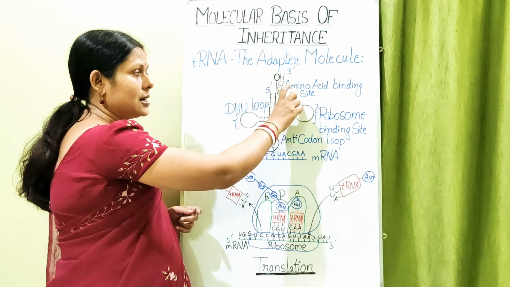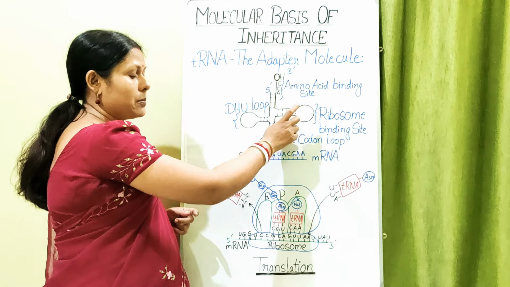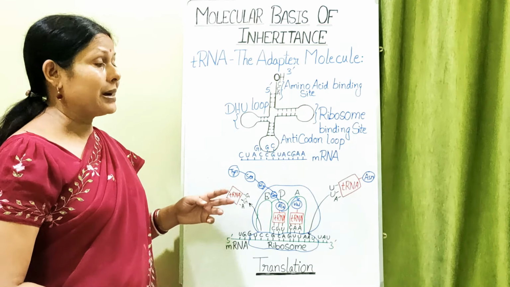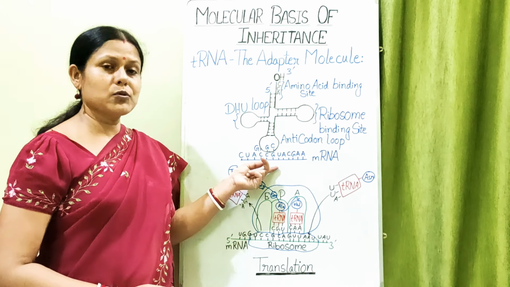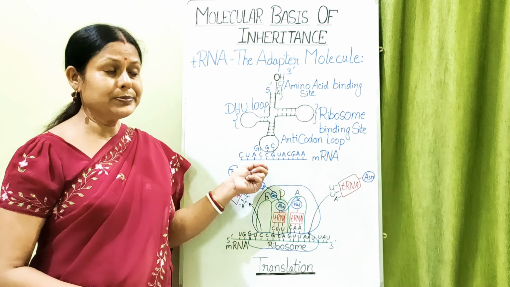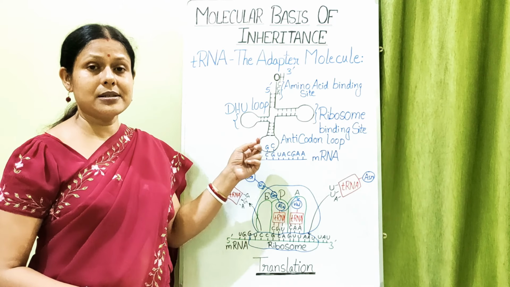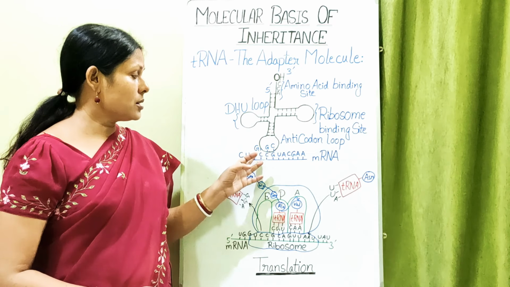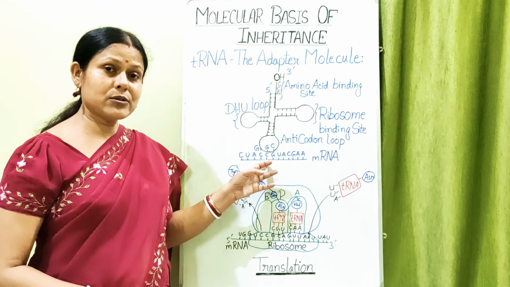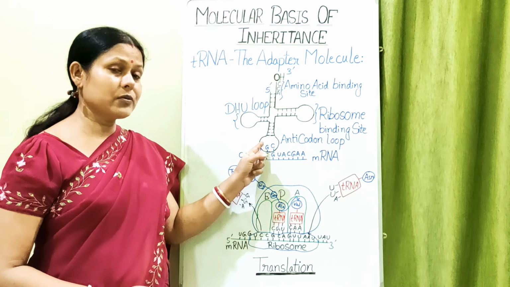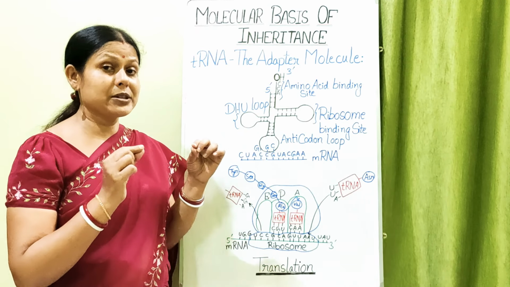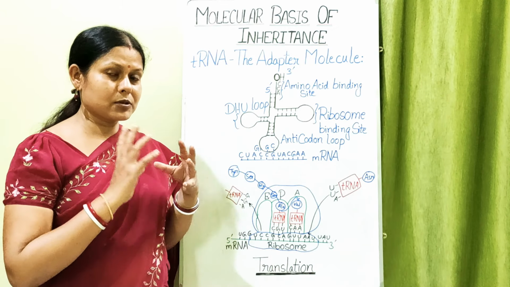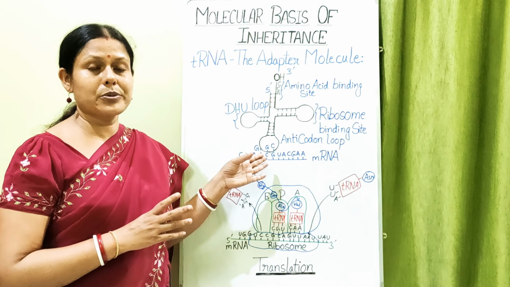So this tRNA, which brings the amino acid, will bind with the ribosomal subunit with the help of this arm, which is called the ribosomal binding site. And this is the third arm, which is the most important arm, called the anticodon loop. It will have the complementary bases with respect to the codon present in the mRNA. Whatever codon is there, only the tRNA that can form complementary bonding with it will come and bind with that codon present in the mRNA.